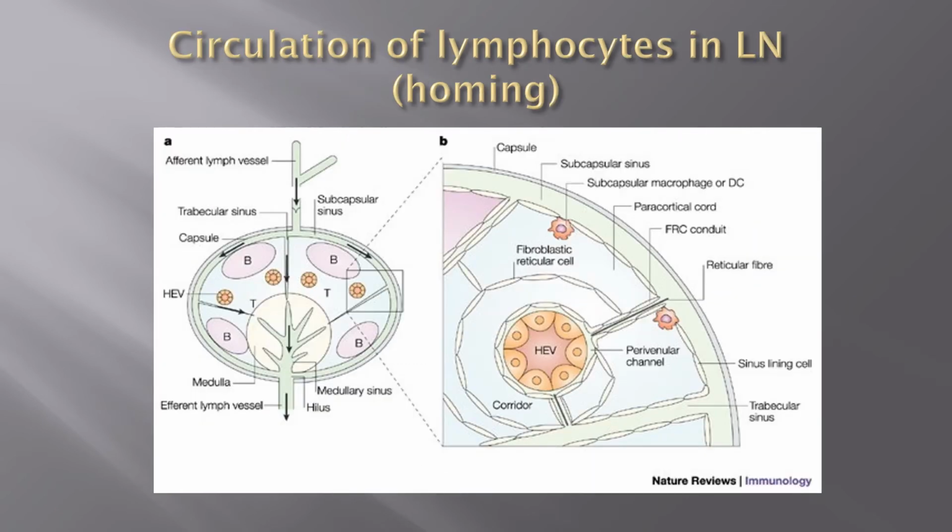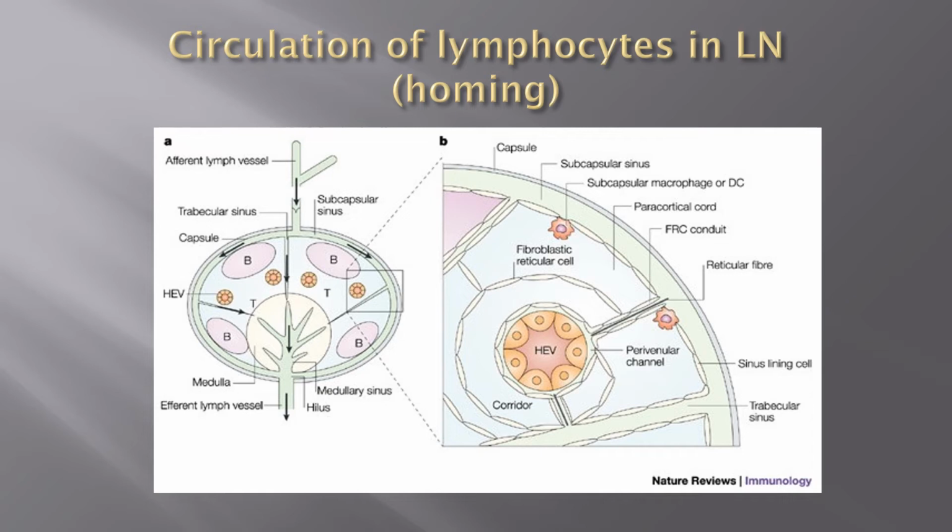Let us come to the circulation of lymphocytes in the lymph node, which is also called the homing of the lymphocytes. Lymphocytes enter the lymph node through the thin-walled post-capillary venules in the paracortex, which are lined by tall cuboidal or columnar epithelium containing lymphocyte homing receptors, so they are called high endothelial venules. Circulating lymphocytes recognize the receptors on the endothelial walls and leave the bloodstream to enter the lymph node.